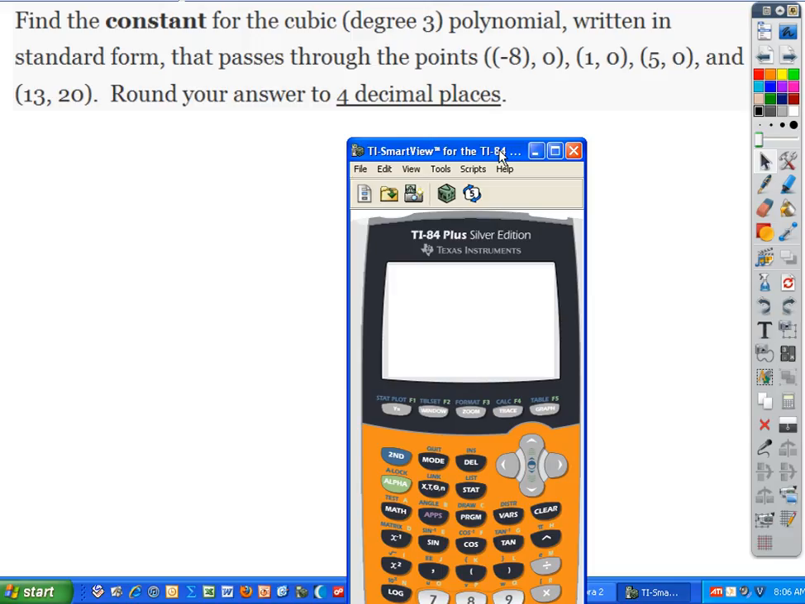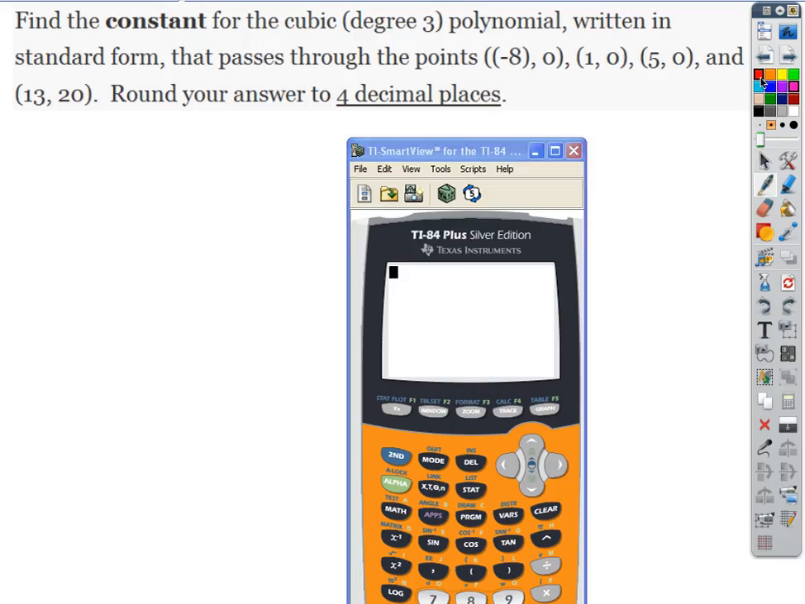All right, so what do we do with a problem like this? They give us four ordered pairs. They want us to find the constant for the cubic polynomial that passes through these points. And notice, this is good news, they want it written in standard form. Why is that such good news? Because if we do regression, that's how the calculator gives it to us, in standard form.